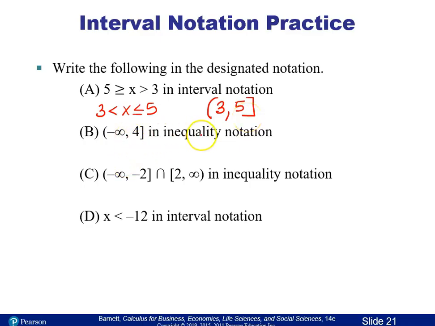Okay, this one we're supposed to write in inequality notation. So this is saying everything from negative infinity to 4, or another way to say that is x is less than or equal to 4. It's equal because of the bracket, and it's less than because you're coming from negative infinity to 4 and then stopping at 4.